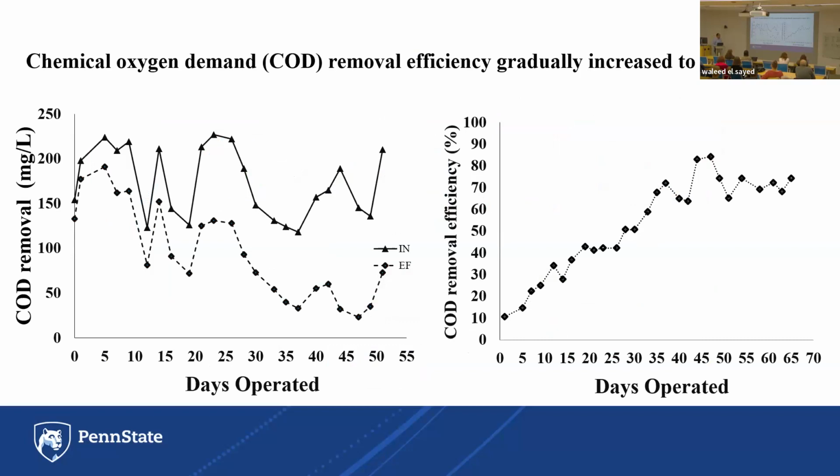During the operation of our system, we evaluated the efficiency of removal of pollutants like the chemical oxygen demand. The figure on the left shows the concentration of COD in the influent and effluent during the operation of around 51 days. As you see, the concentration of COD in the effluent is lower than in the influent, and the removal efficiency increased gradually to reach around 85%. We calculated the removal efficiency after 3 SRT, around 30 days.